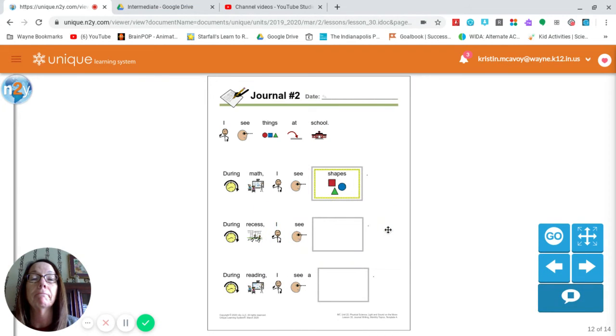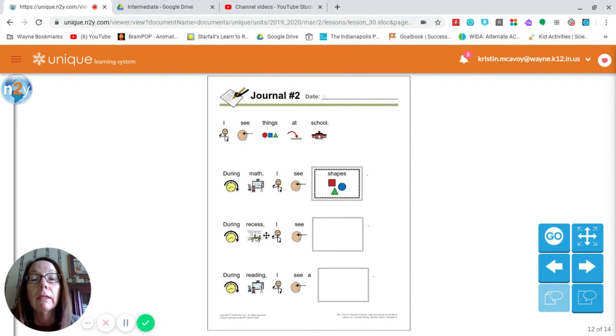Shapes. Now, there's no ding for that because there's not a wrong answer. Any of those answers works great. And if you could think of a different answer that you see during math group, that would be fine too.